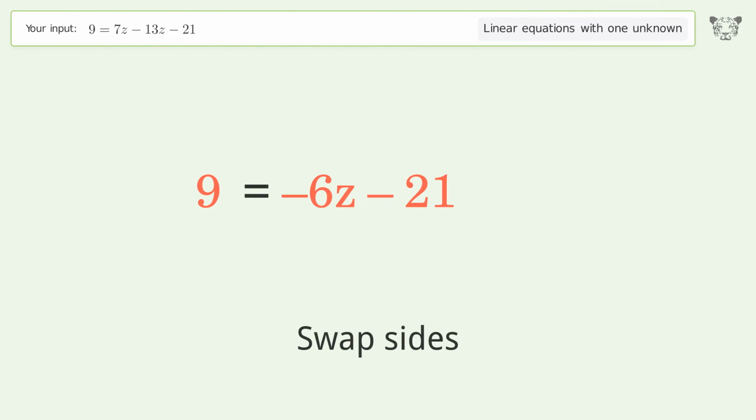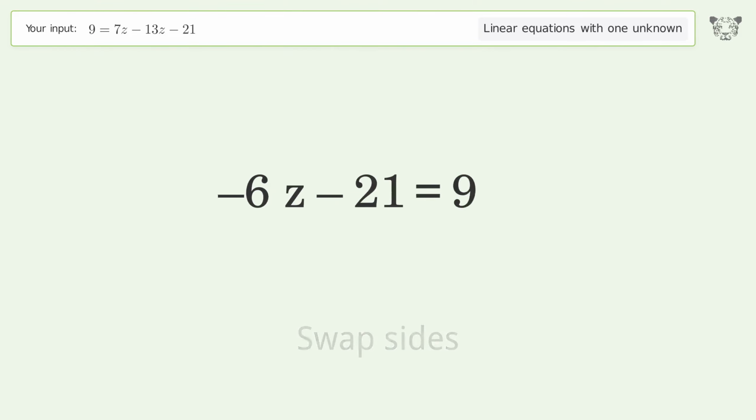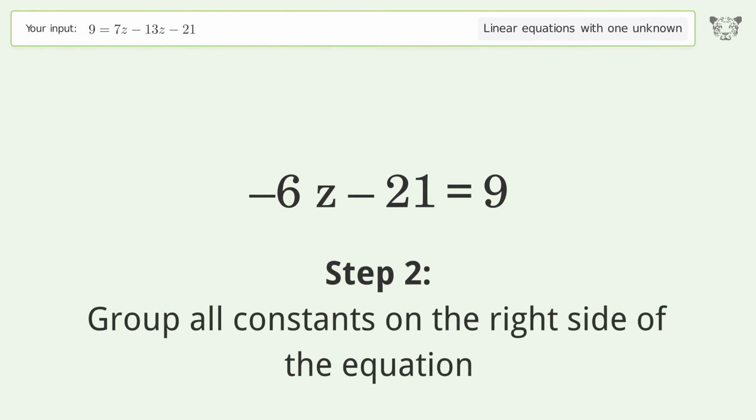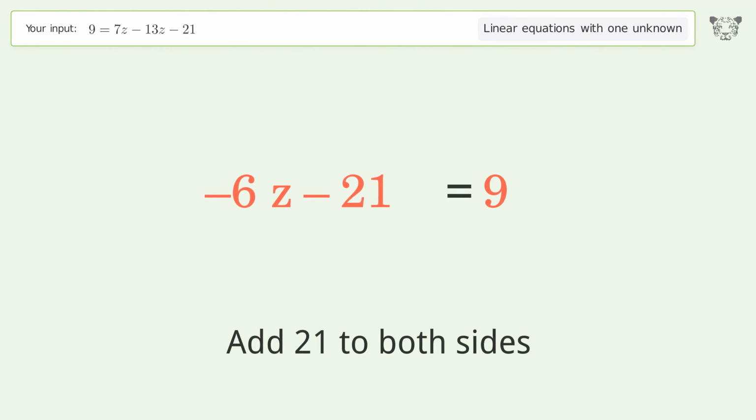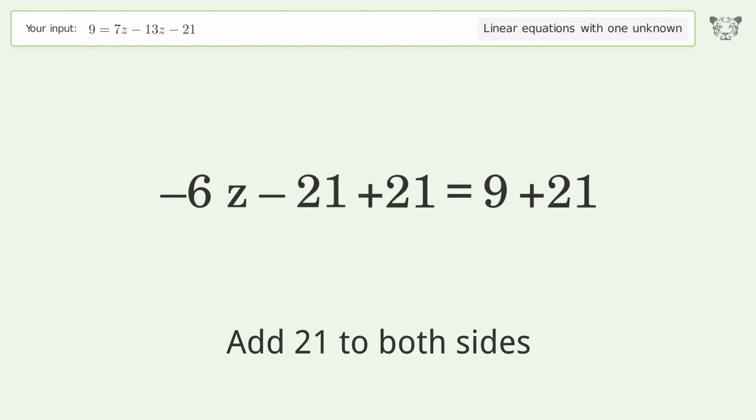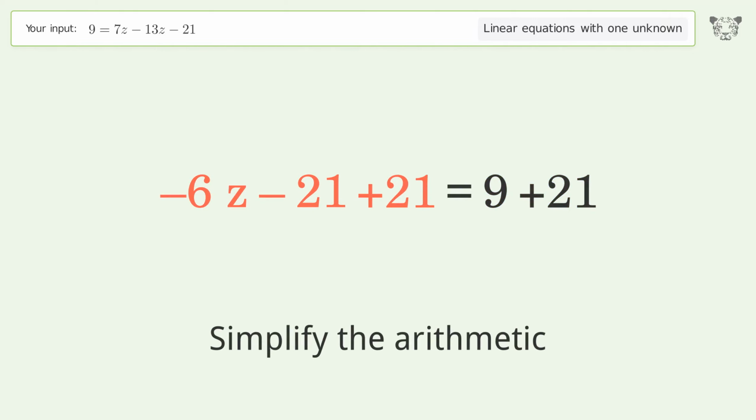Swap sides. Group all constants on the right side of the equation. Add 21 to both sides. Simplify the arithmetic.